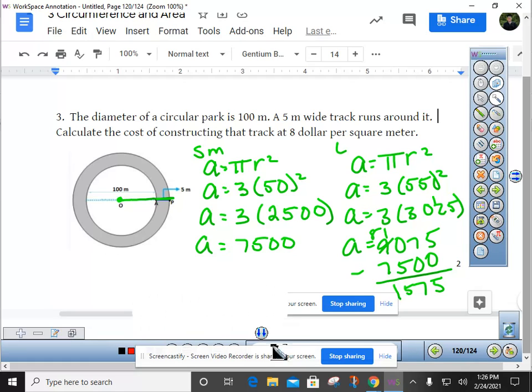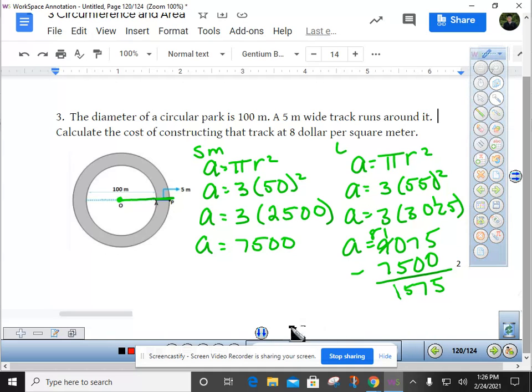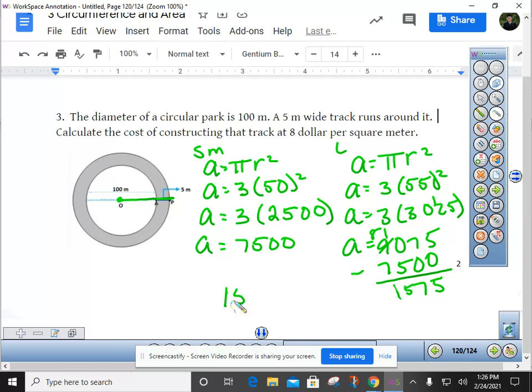No, because what do you have to do? Do you multiply or divide? Divide. How do you know you divide? Because it says per square meter. Good. So you would divide that by 8. By the way, if you didn't know that, you could have written a proportion.